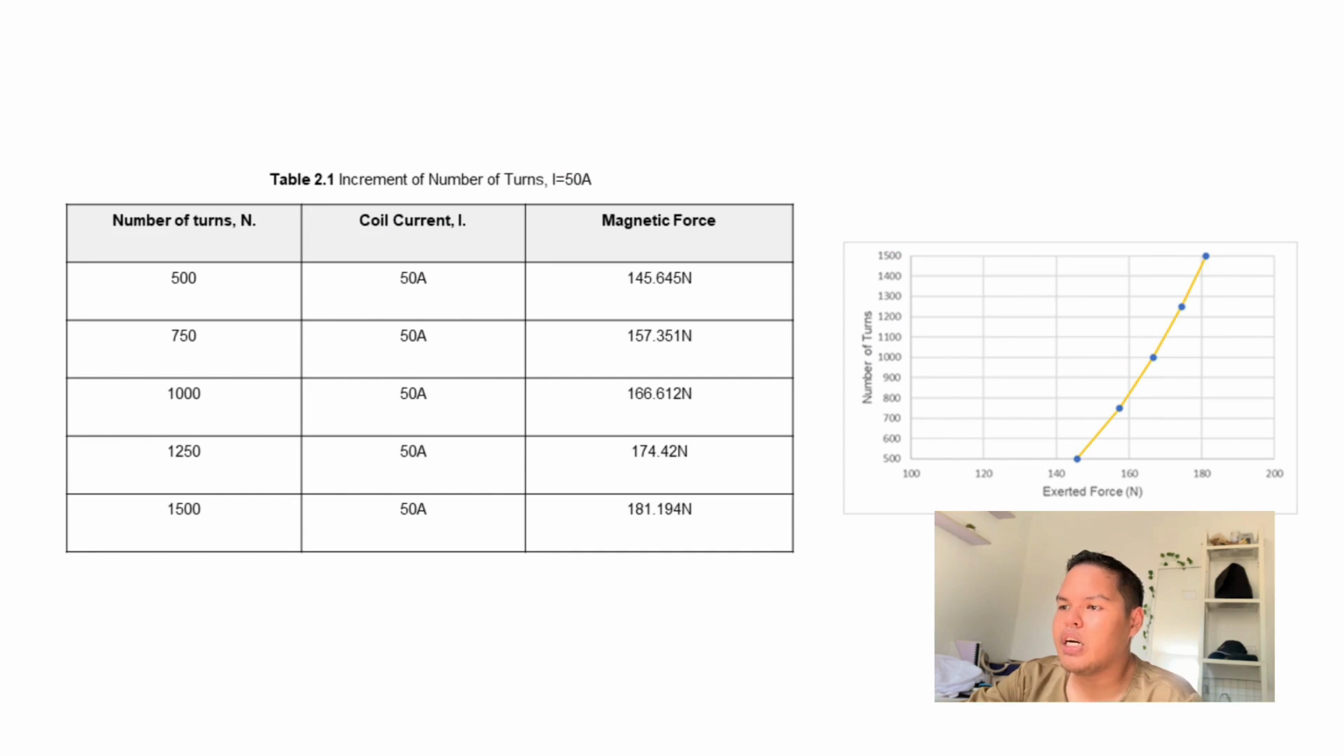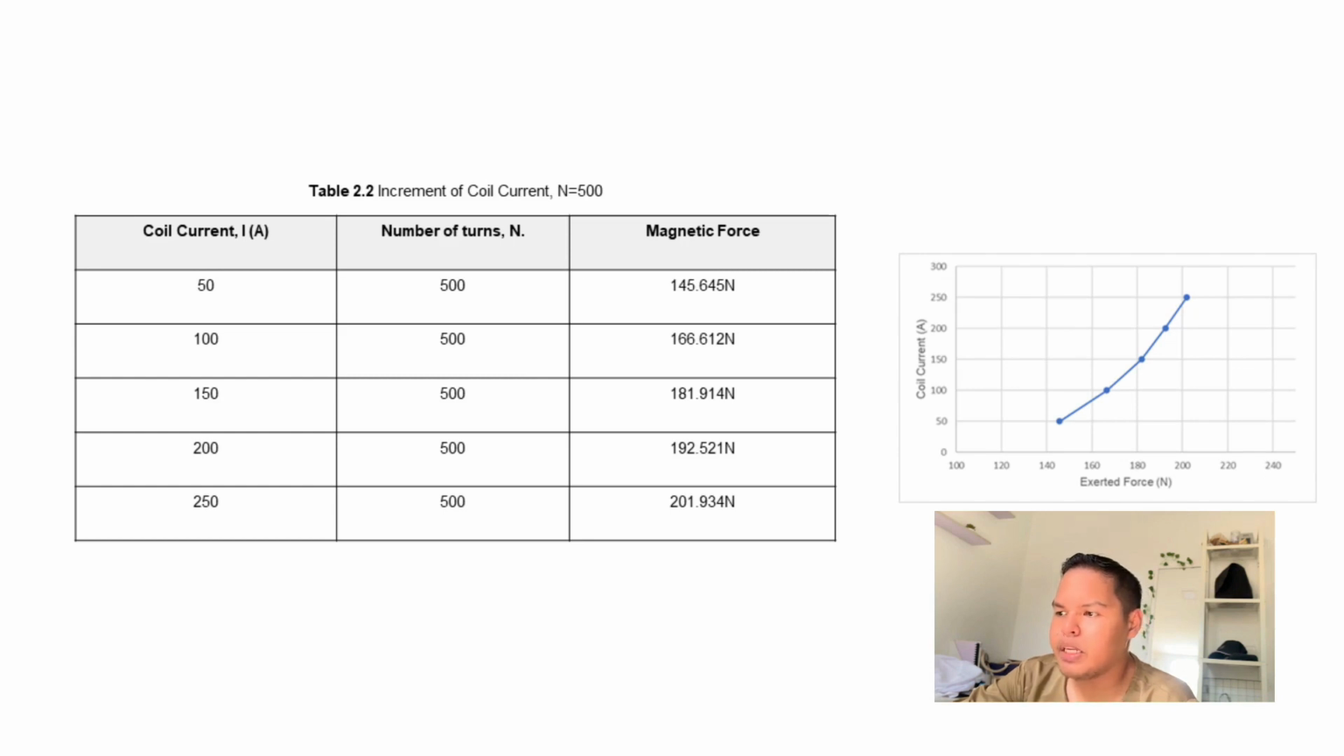So next, we do some improvement on the CI core, where we analyze what happens to the magnetic force when we increase the number of turns. Actually, when we increase the number of turns, the magnetic force also increases, linearly, as you can see on the graph. Also we analyzed what happens when we increase the coil current. We increase 50 ampere each time, so the magnetic force also increases linearly. So as electrical engineers, we must choose a suitable coil current and number of turns to make the magnetic force able to lift the load.